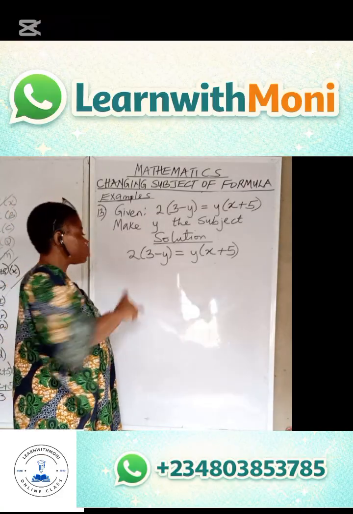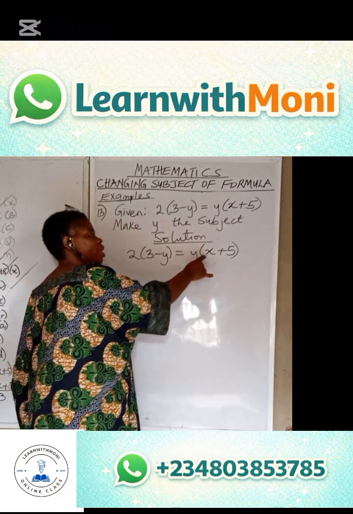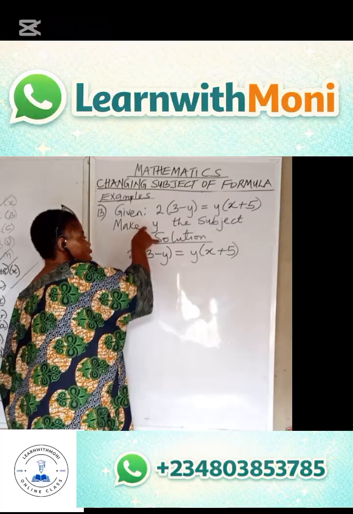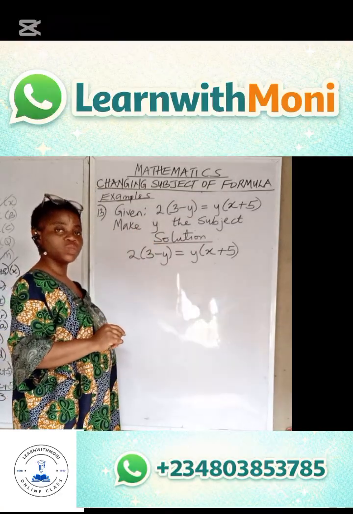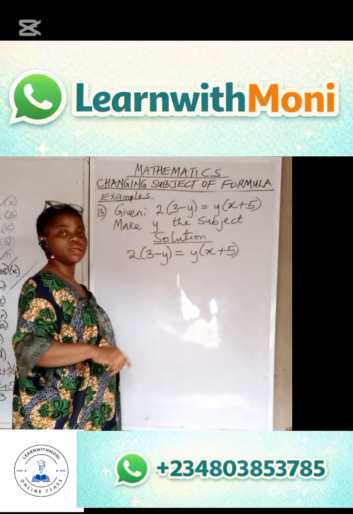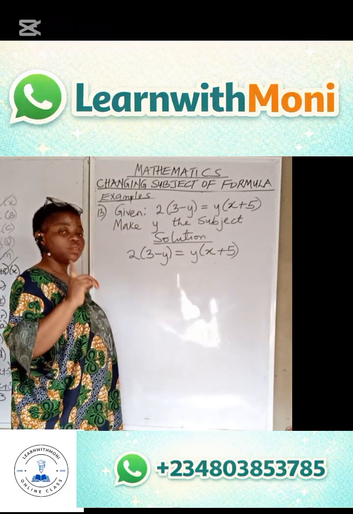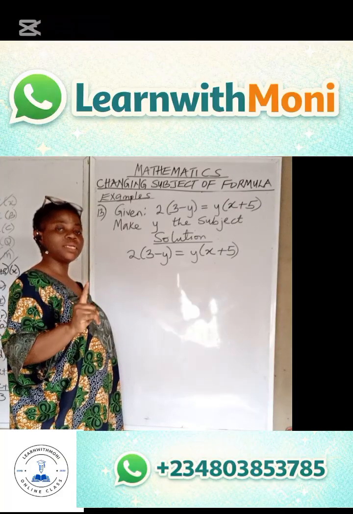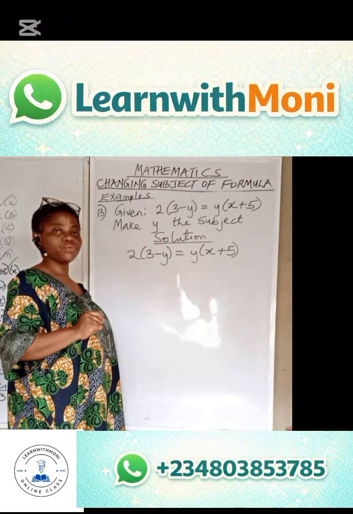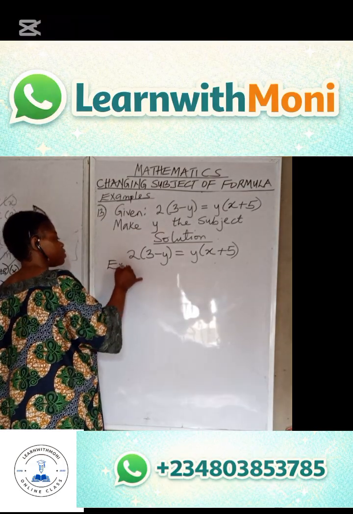We are given that 2 into 3 minus y equals y into x plus 5, and we desire to make y the subject of the formula. There is a y appearing here, there is another y appearing there, and the y is y anywhere. The first thing that should be on our mind is how to bring the y together without breaking any rule. So let us start by expanding both sides.